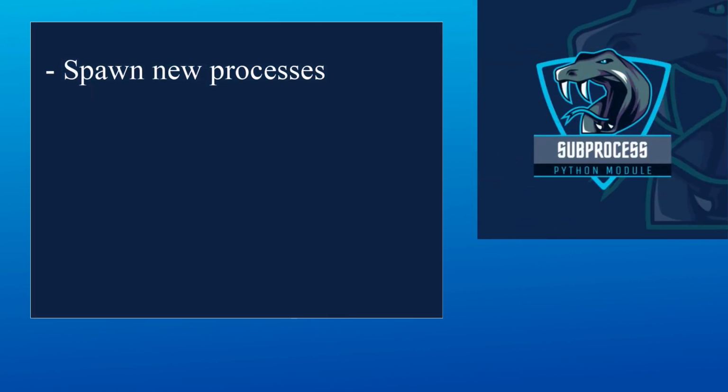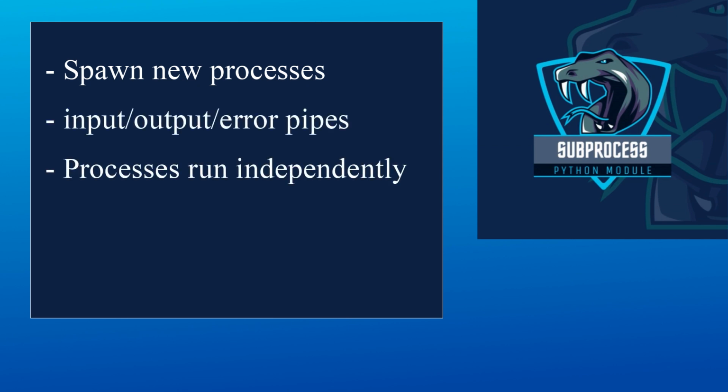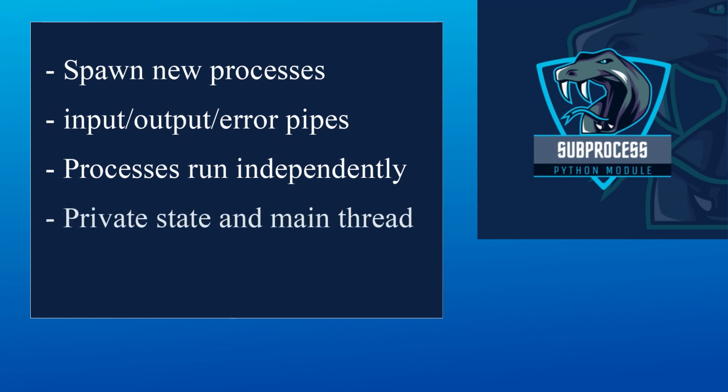Number 6. Subprocess. The subprocess module allows you to spawn new processes, connect to their pipes, and obtain the return codes. These subprocesses run independently with their own private system state and using the main thread of execution. It is included in the standard Python 3 library. Just import it into your code.